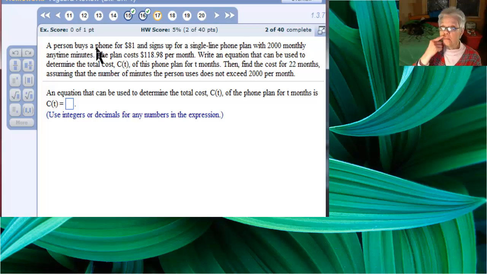Okay, now a person buys a phone for $81 and signs up for a single line phone plan with 2,000 monthly anytime minutes. The plan costs $118.98 per month. Write an equation that can be used to determine the total cost, C of t, of this phone plan for t months. In other words, we're going to find the formula. Then find the cost for 22 months, assuming that the number of minutes the person uses does not exceed 2,000 per month.